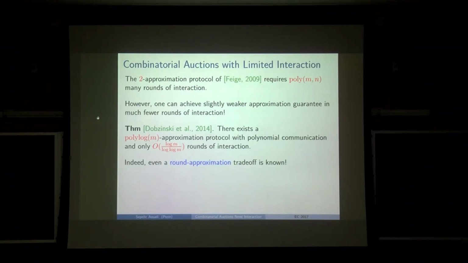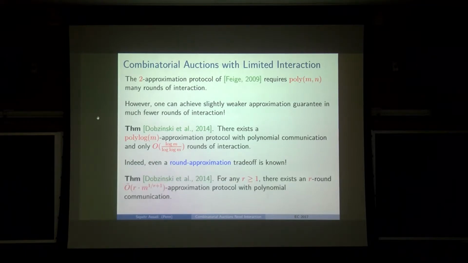And in fact, we know this result in terms of any specific number of rounds: for any fixed number of rounds r, we know an approximation algorithm that gets some form of m to the 1/r approximation. And so it means that for any additional round, we know how to improve the approximation guarantee.